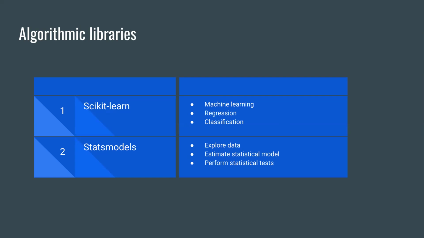scikit-learn and stats model. The scikit-learn library contains tools for statistical modeling. When we talk about statistical modeling, this would include regression, classification, clustering, and so on. This library is built on NumPy, SciPy, and Matplotlib that we talked about. And stats models is also a Python library that allows users to explore data, estimate statistical models, and perform statistical tests.